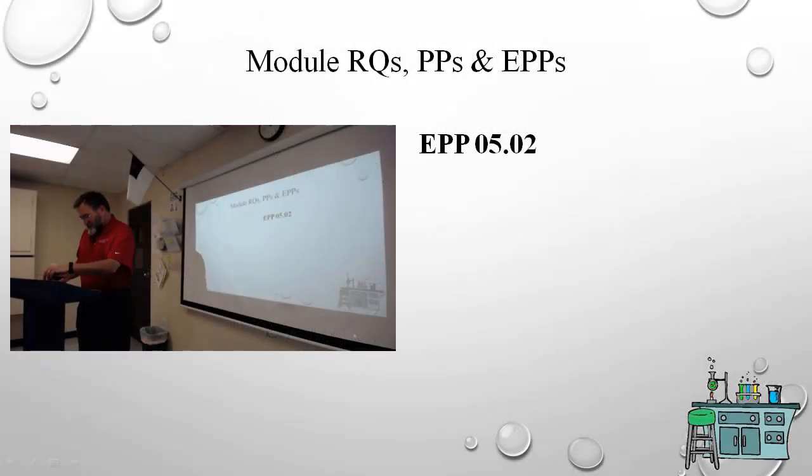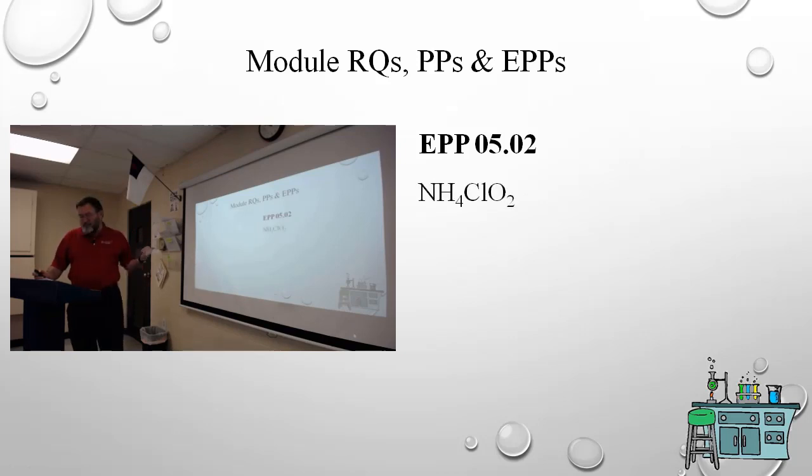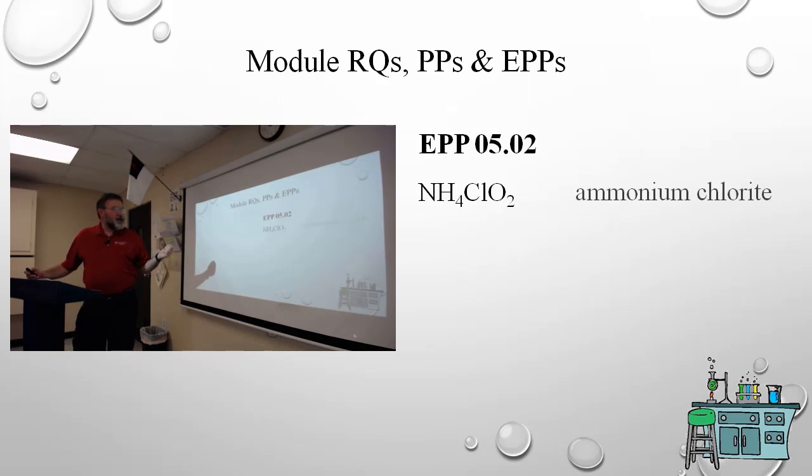EPP, Module 5, Number 2. The question was about giving the names of the compounds. I know you've got your homework back, so this is a way to check yours, see how you did. Obviously not a lot of discussion today. The molecule NH4ClO2 is named ammonium chlorite.